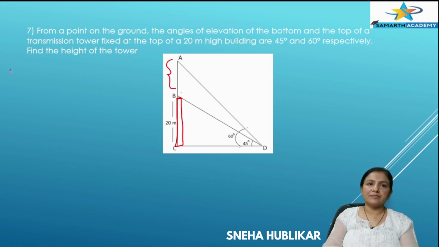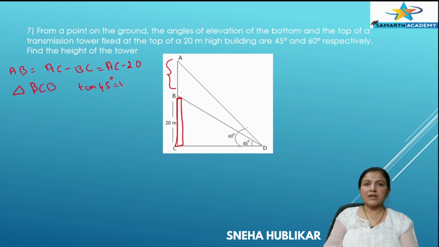Height of the tower is AB. What is AB? AB is AC minus BC. BC is 20. So it is AC minus 20. So we need to find AC. So let's start with the smaller triangle, that is in triangle BCD, tan 45 equal to BC by CD, which is nothing but 1 is equal to BC by CD. BC is given as 20 by CD. Therefore, CD is equal to 20.